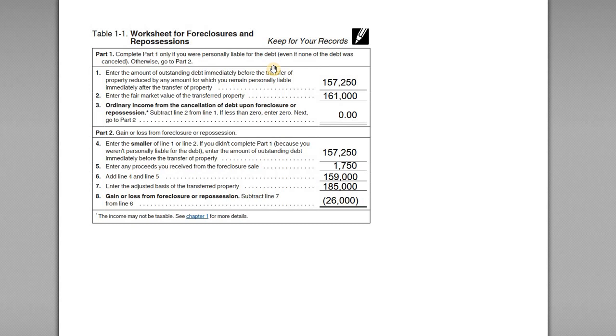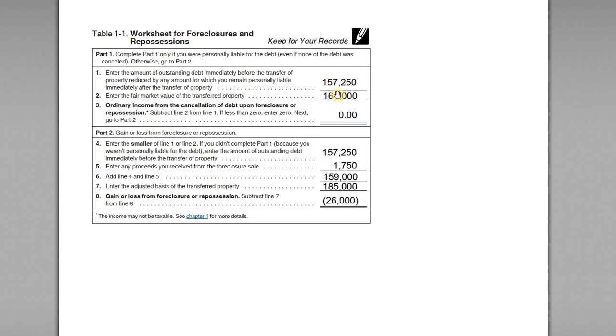And the answer is yes, we are personally liable for the debt. So the fair market value of the property transfer, that was the sale price, $161,000. And so on line 1, we're trying to figure out how much do we enter here, right? So we would enter the amount of debt immediately before the transfer and then lower it by any amounts for which we are still personally liable.